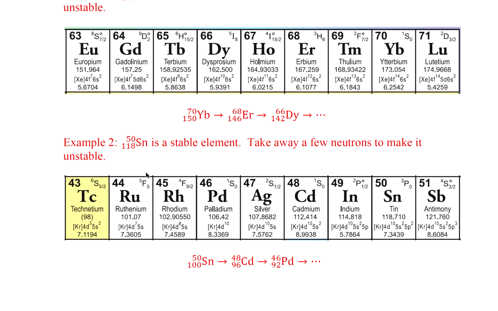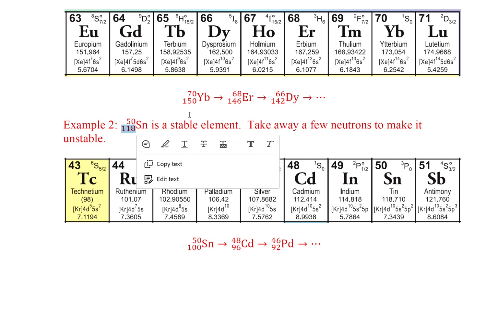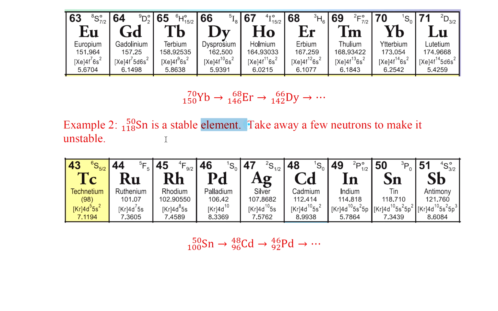Okay. Here's another example. Sn is tin. Tin is a stable element. It has usually 118 protons plus neutrons. Let me take away a few neutrons to make it unstable. So now I have 100 neutrons plus protons.